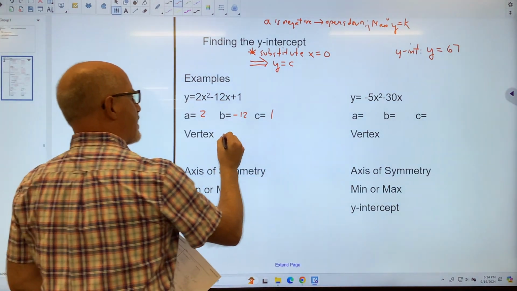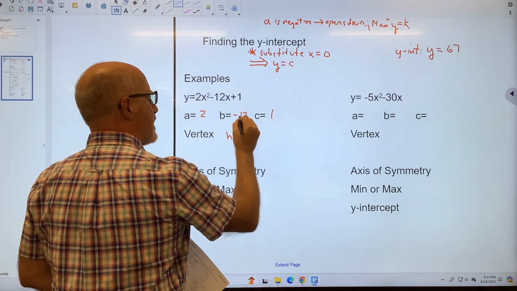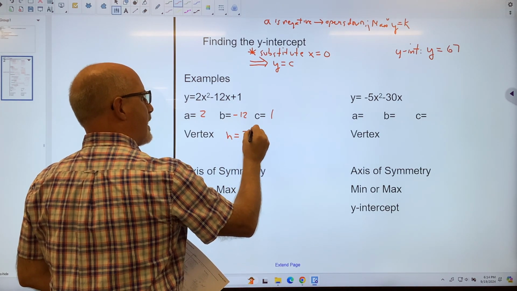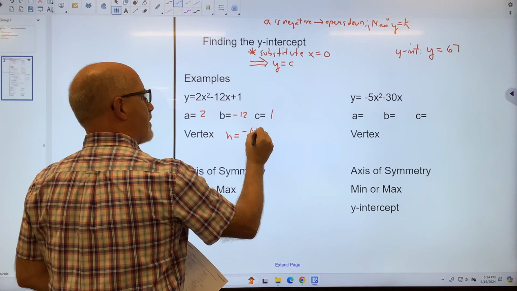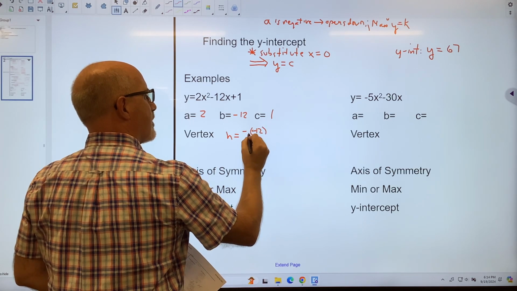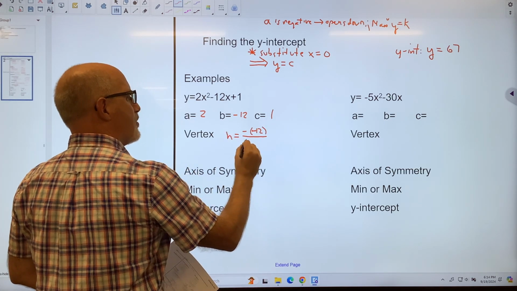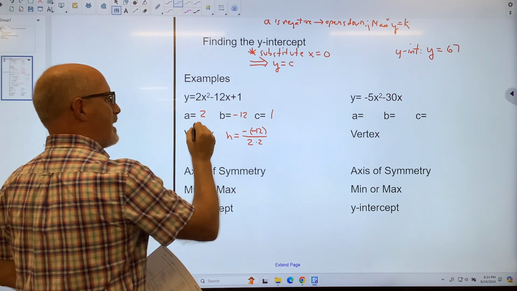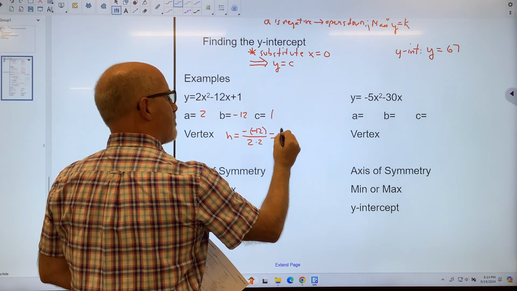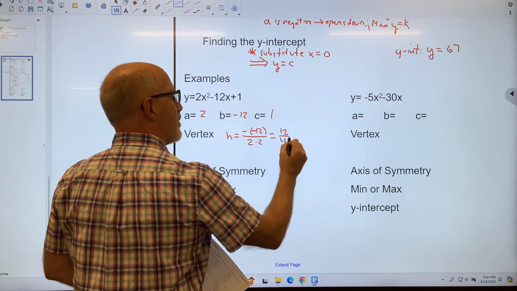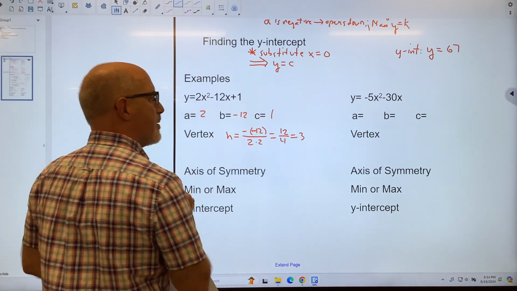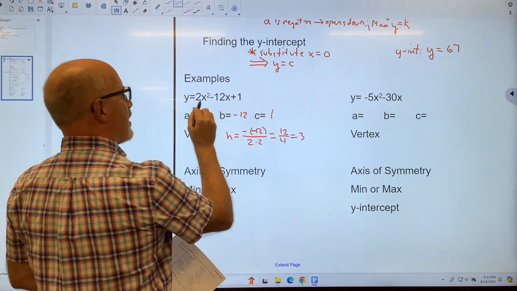So for the vertex, you're going to just go h equals the opposite of b, which would be -12, all over 2 times 2, 2 times the a. So that's going to be equal to +12 over 4, which is a 3. Okay, now we find the y value by putting it in.